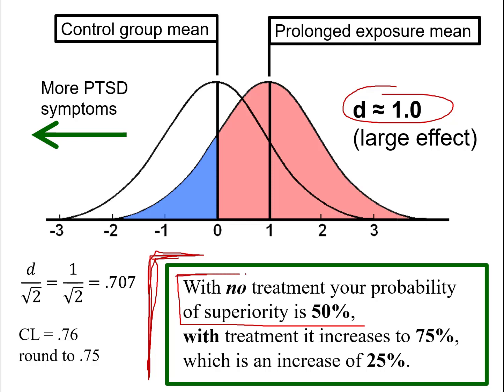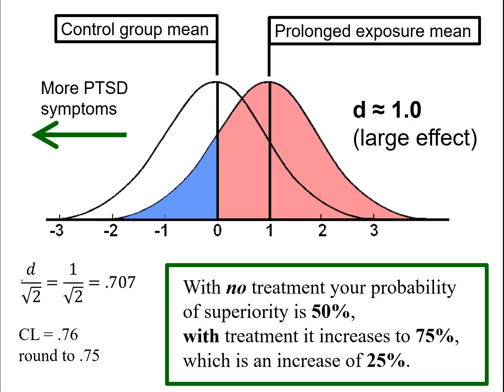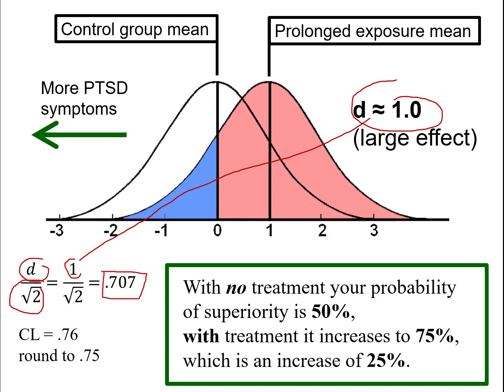So with no treatment, your probability of superiority is 50%. With treatment, your probability of superiority increases to 75%, which is an increase of 25%. So that's a blurb that you could give patients or clients on information about what this effect size means. Now, if you're wondering where I got these numbers, that's the process I just mentioned. I took my d-statistic and I divided it by the square root of 2. So if I'm looking at a d-statistic of 1, plug that in down here, 1 divided by the square root of 2, I get a value of 0.707.